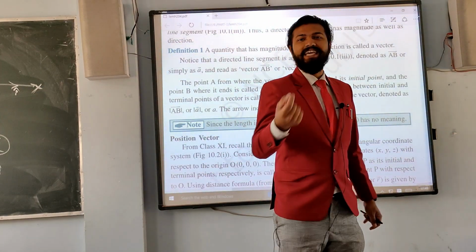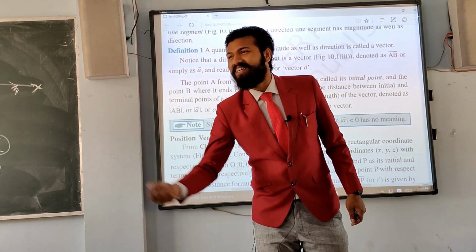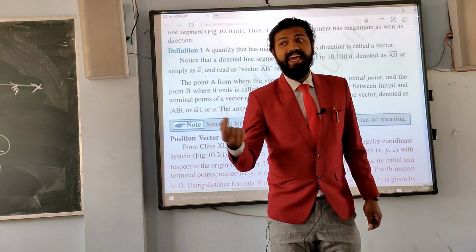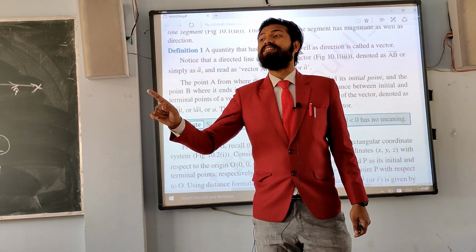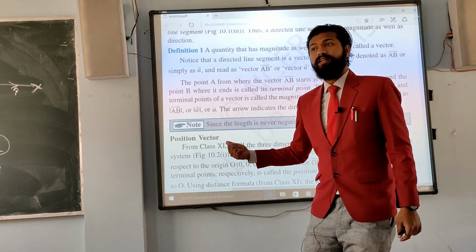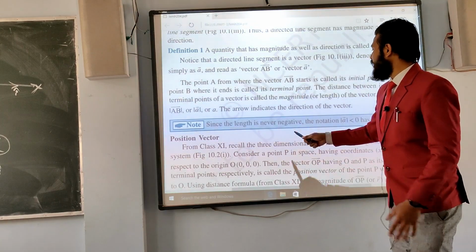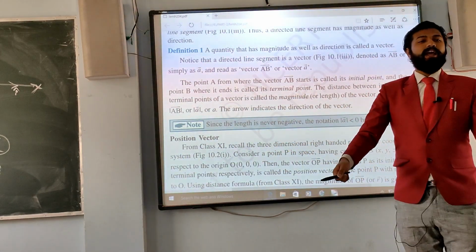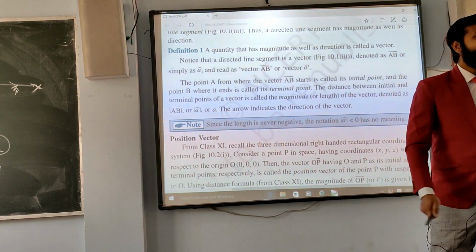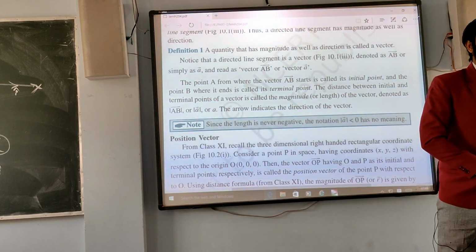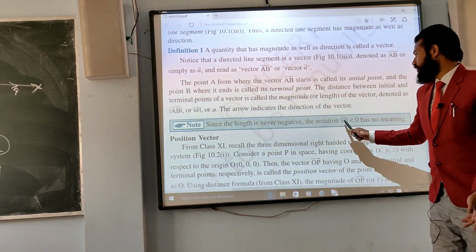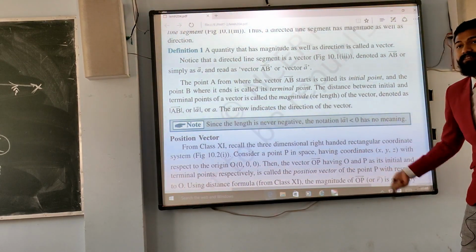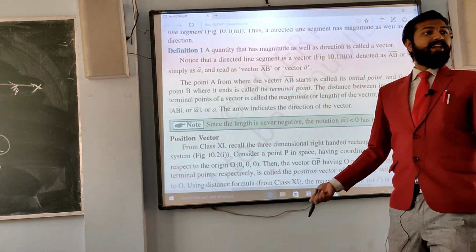Because age is a scalar quantity, and hence the age cannot be negative in this case. So magnitude cannot be negative. It is already given that length cannot be negative. Why? Because length is a magnitude. Length is a scalar, and a scalar quantity cannot be negative, my dear. So the modulus, the magnitude of a vector, cannot be negative; a negative value has no meaning. It's meaningless, because it cannot be negative at all.